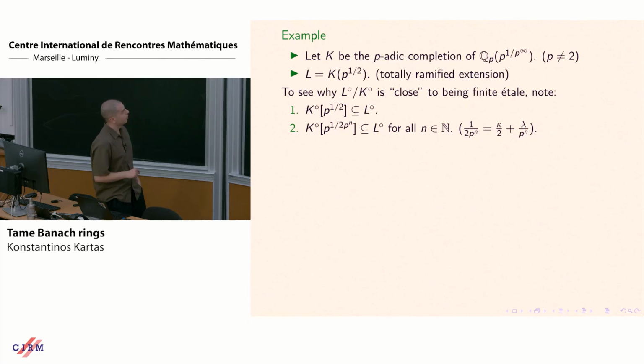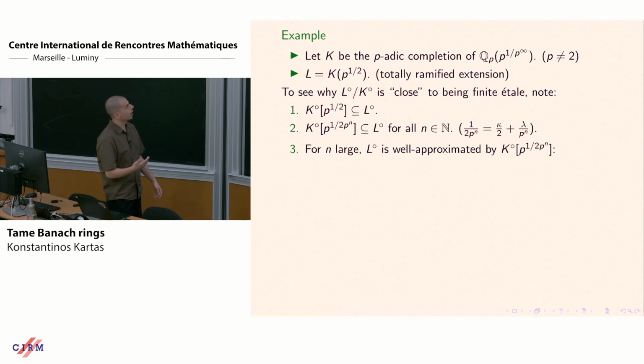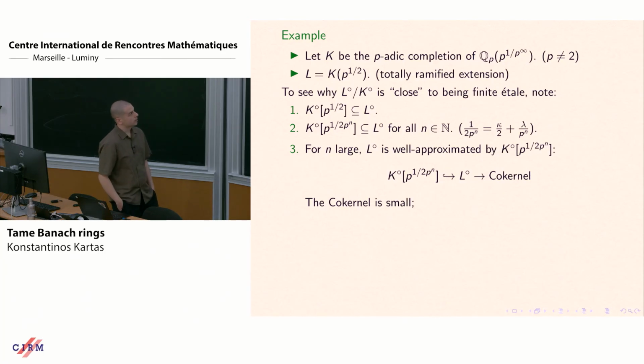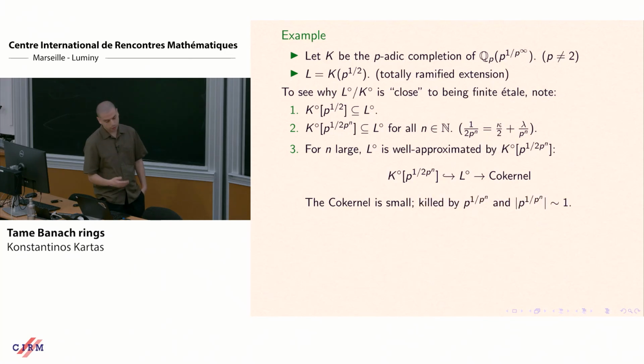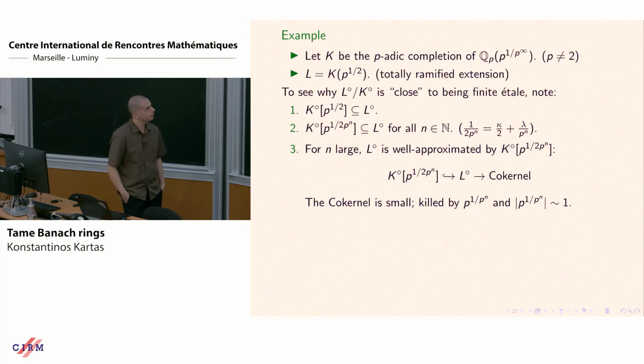So this is inside there, and now you can increase n and get better and better approximations of what L circ is, but you're never going to get an equality on the nose. However, if n is large, then essentially the error is quite small, in the sense that if you look at the inclusion, let's say, as modules over K circ, then there's a co-kernel, but the co-kernel is actually killed by, say, a p to the nth root of p.